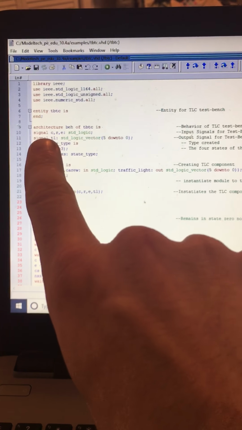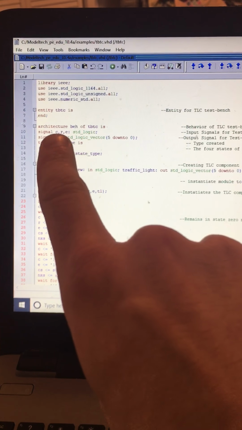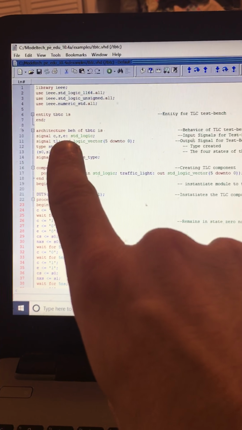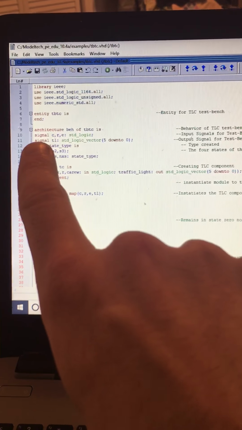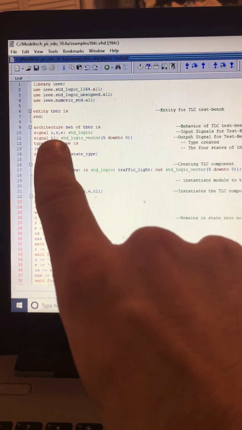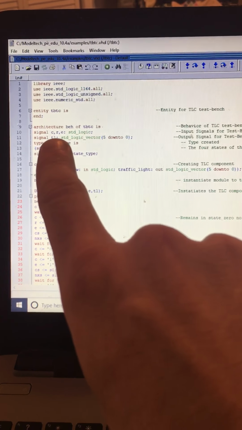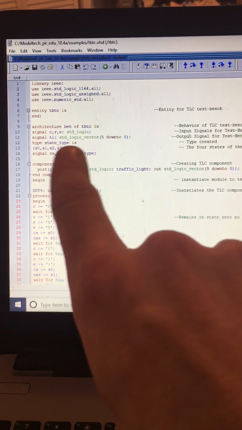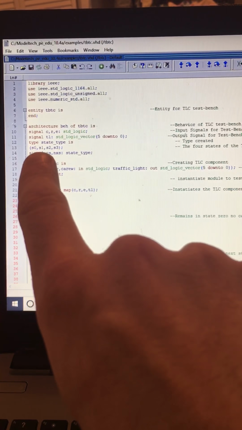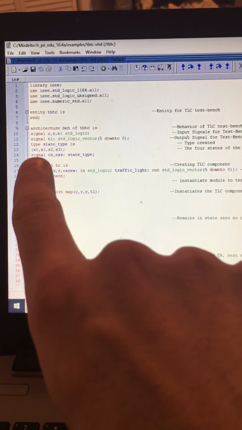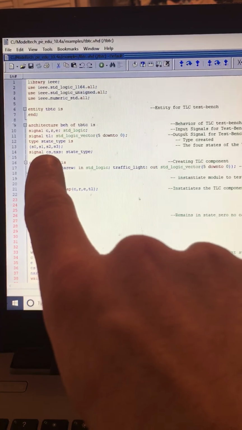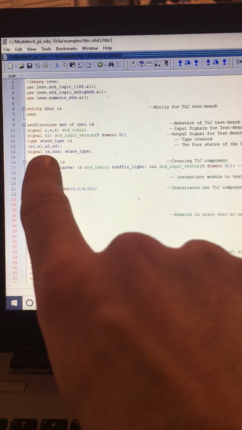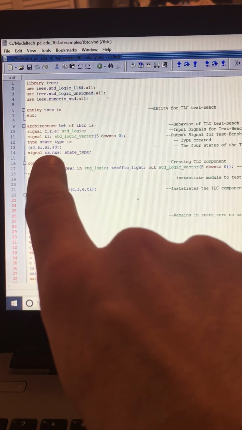I created signals that are 1-bit standard logic, which are C for clock, R for reset, and E for car in east-west. Signal TL is the 6-bit output that I have in STD logic. Then I created a type called state type with 4 states, state 0, 1, 2, and 3. And then I created another signal, CS and NXS, which is state type. CS is current state and NXS is next state.